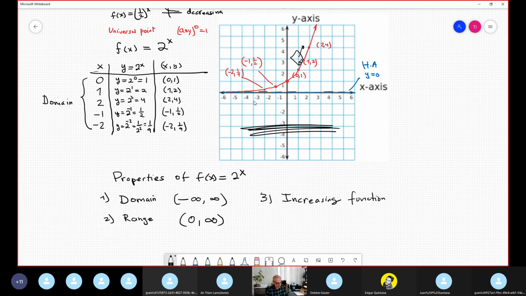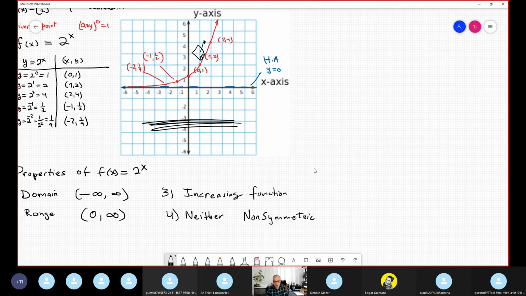Okay, increasing function. And it's obvious that the function is neither symmetric, non-symmetric, because when you make a reflection, it's different, it's neither. Okay, another super important property is that the graph of any exponential always has a horizontal asymptote at y equals 0.